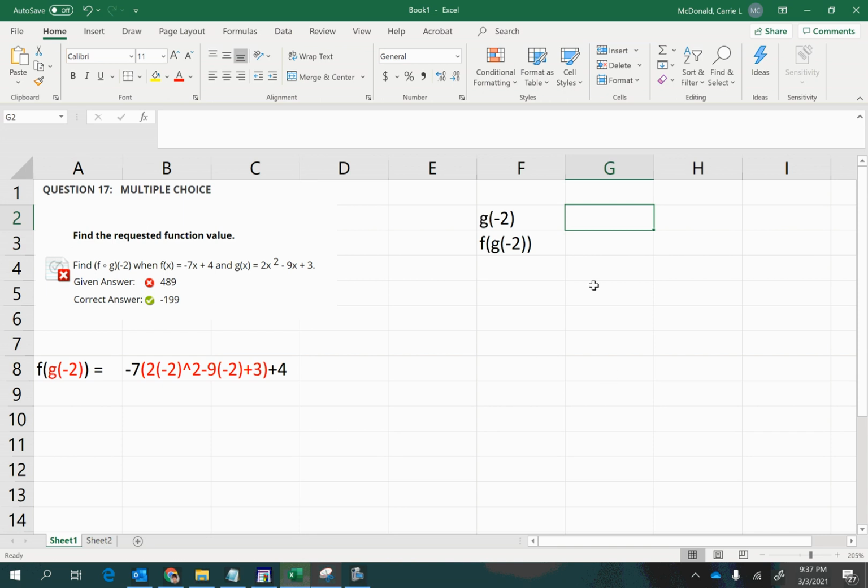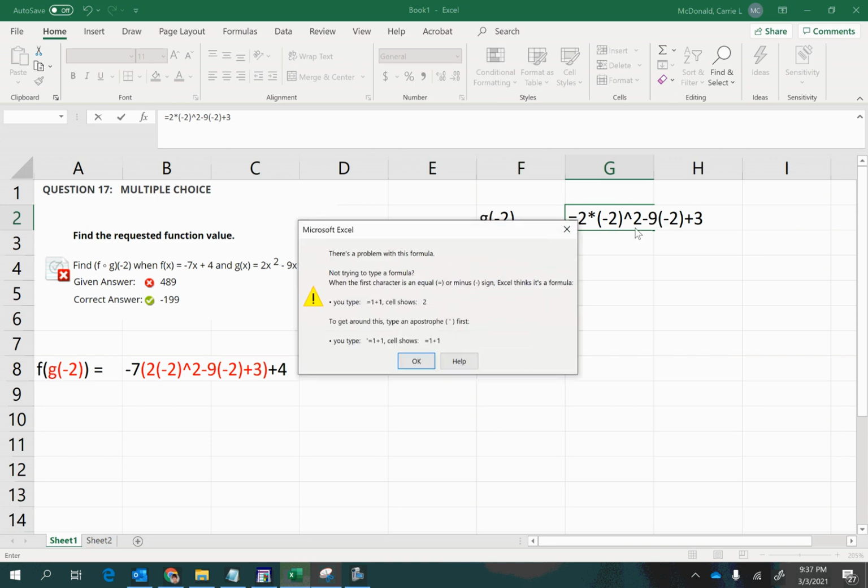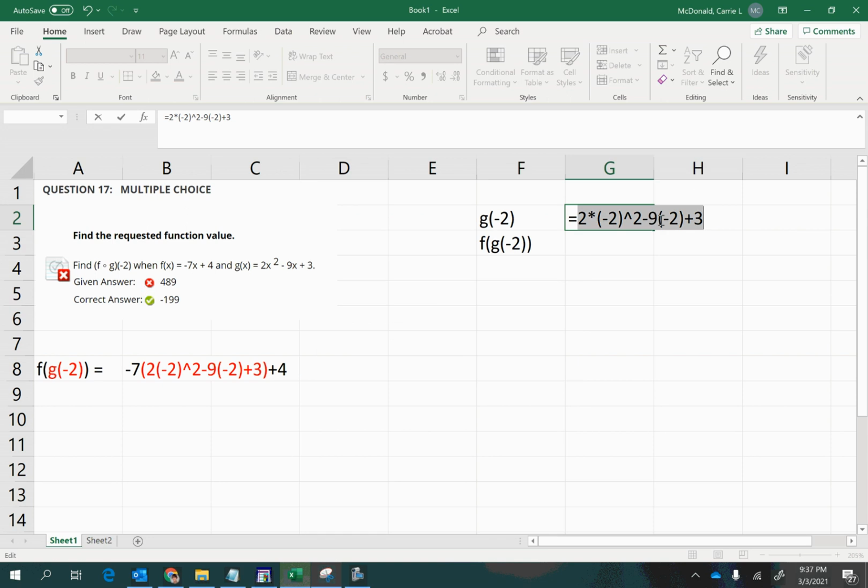So here, g of negative 2 would be equal to 2 times negative 2 quantity squared minus 9 times negative 2 plus 3. I forgot to put a multiplier somewhere, so let me put a multiplier right between these two. All right, so I got 29.